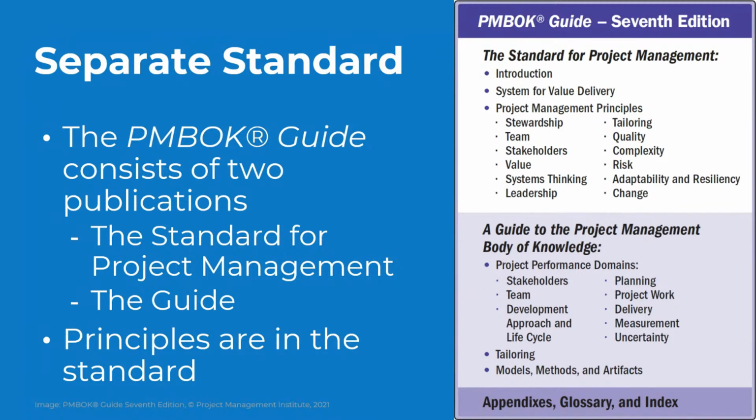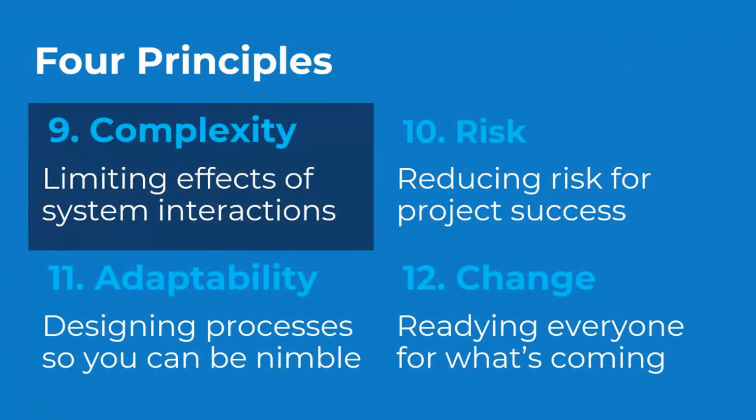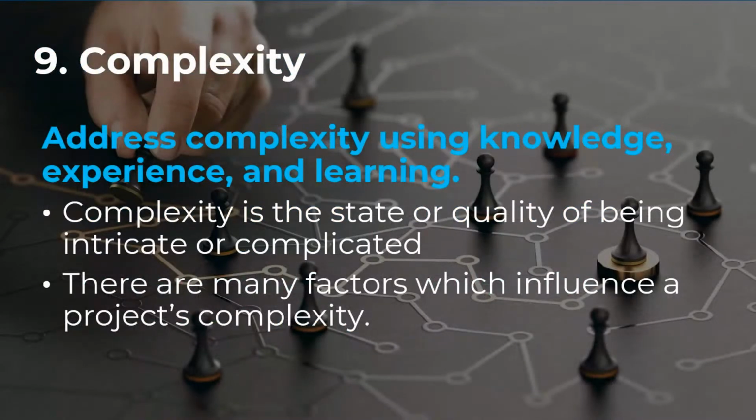All right. And with that quick clarification out of the way, let's get going with the next 4 principles: complexity, risk, adaptability, and change, beginning with complexity, where we talk about limiting the effects of system interaction. So to start with the basics, most projects are complex, and you want to address this complexity by using the team's knowledge, by using the team's experience, and also lessons learned.